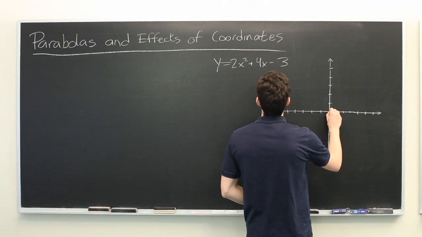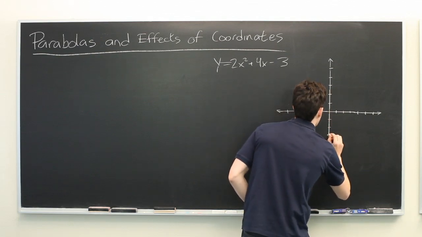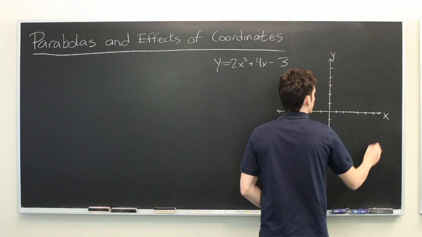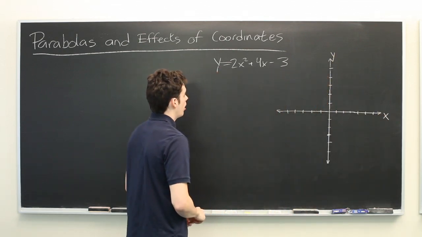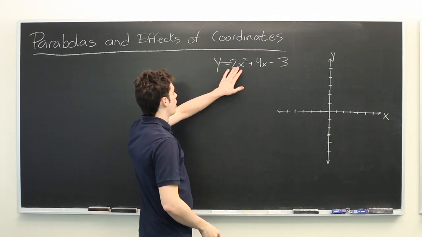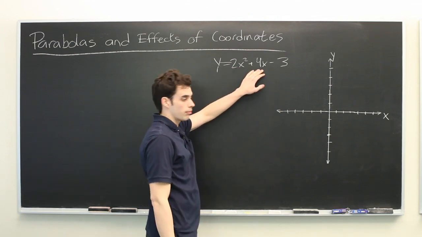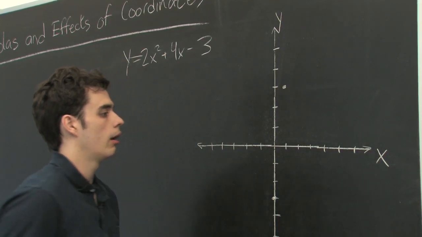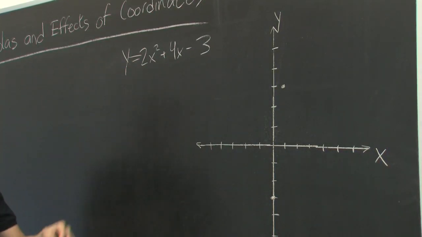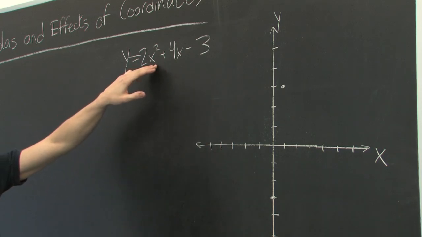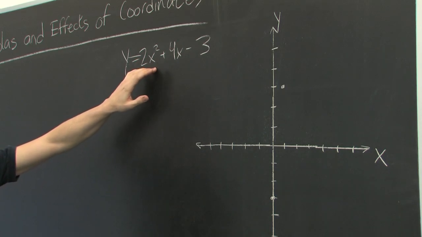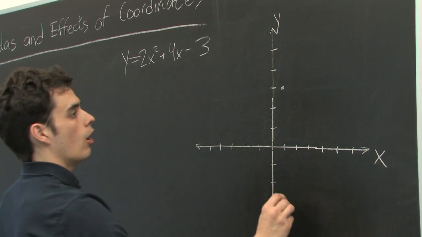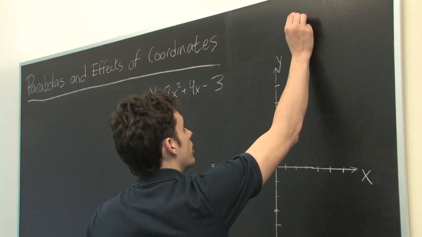At x equals 0, we can see that y will be negative 3. At x equals 1, we get 2 plus 4 is 6, minus 3 is 3. At x equals 2, we see 2 squared is 4, 2 times 4 is 8, plus another 8 is 16, minus 3 is 13, which will be way above our graph up here somewhere.